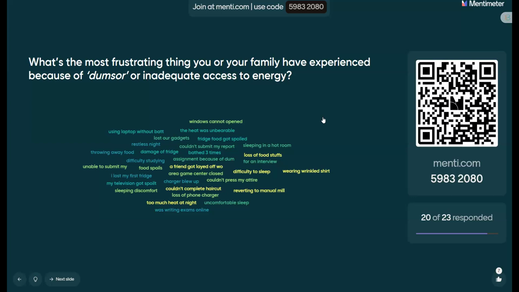Another interesting one. Somebody is saying the area game center closed. Who said that? Please, can you elaborate? Yeah, that was the game center, the place that we used to escape reality at that time. The area boys.